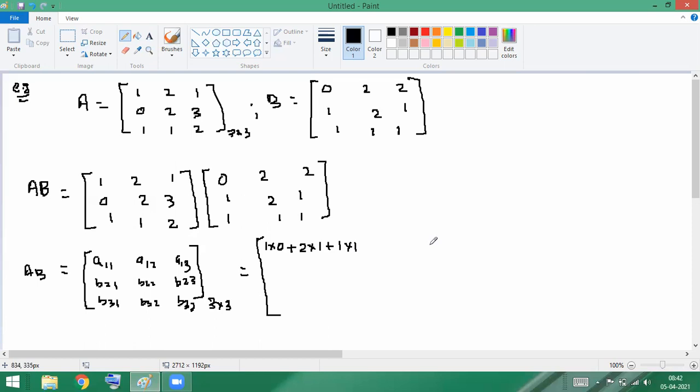Second, what about this? The first row, second column. It means 1 into 2, plus 2 into 2, plus 1 into 1. Okay, then after that the first row, third column. It means 1 into 2, plus 2 into 1, plus 1 into 1. Okay, now what about the second row, first column?